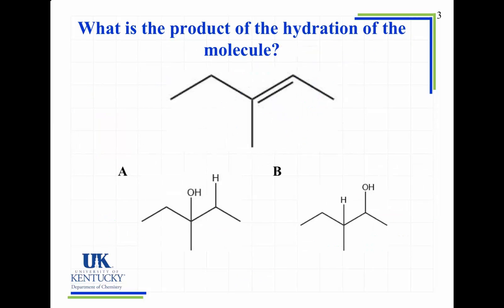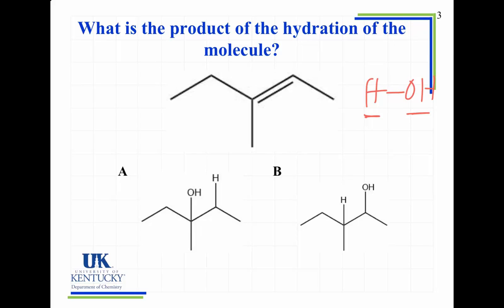Let's look at an example of what is the product of the hydration of this molecule. We see that we have a double bond and we're adding water, so we know we're going to add that as H and OH. And so because we're adding water, because these are not the same groups being added, we do have to worry about Markovnikov's rule. What we see here at the bottom are the two possible products, because notice in both cases we're adding an OH and an H on either carbon involved in that double bond in the original molecule. And we have to figure out which one is the preferred structure.